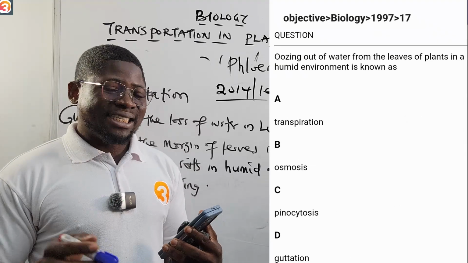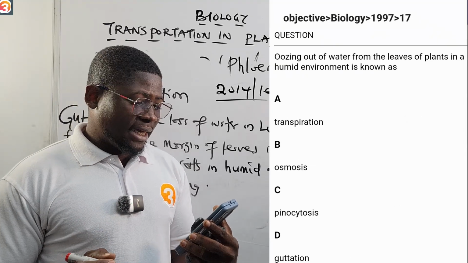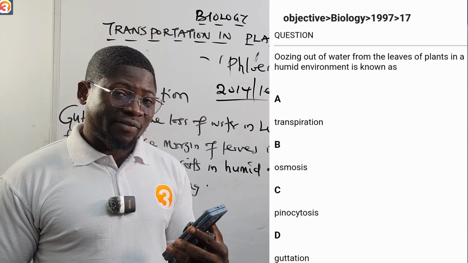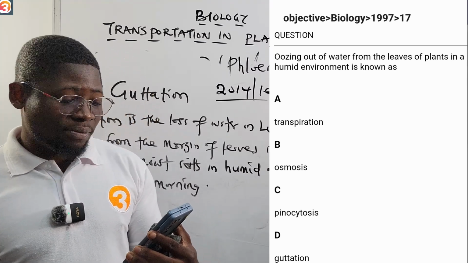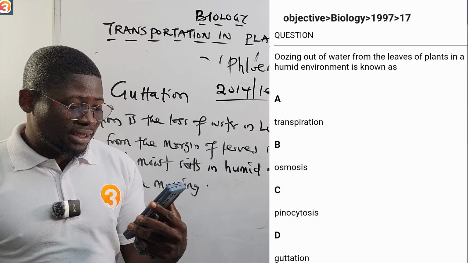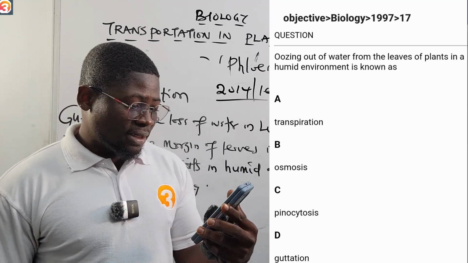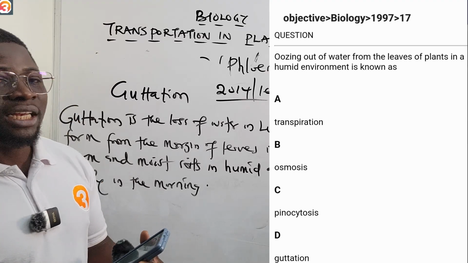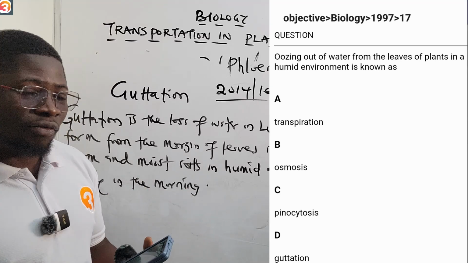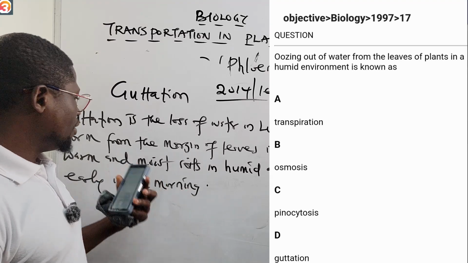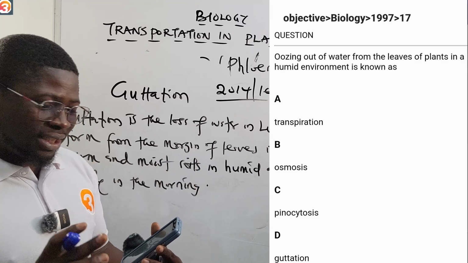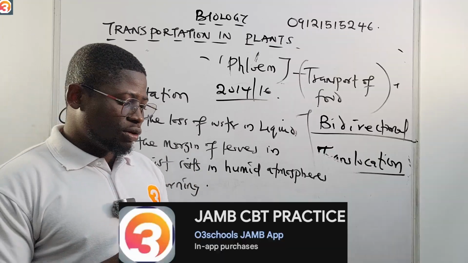1997 number 17. It says oozing out of water from the leaves of plants in a humid environment is known as A, transpiration, B, osmosis, C, pinocytosis, D, guttation. The oozing out of water, loss of water in liquid form from the margin of leaves of plants in warm and moist soils, in humid atmospheres, is called guttation. Correct answer is option D, guttation.